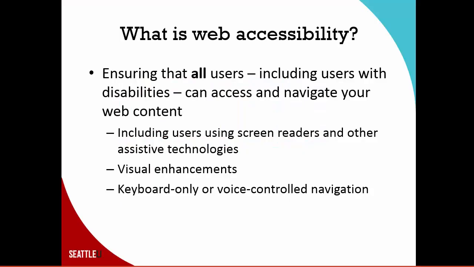As content editors, website accessibility is one of our most important responsibilities. But what does that term, web accessibility, mean? Well, website accessibility encompasses all of the things we do to ensure that all users can access and navigate our web content, including and especially users with disabilities. This includes users who are using screen readers and other assistive devices to read your website out loud to them, as well as users who need visual enhancements to help them see your website better, and users who navigate your site using keyboard-only or voice-controlled navigation.